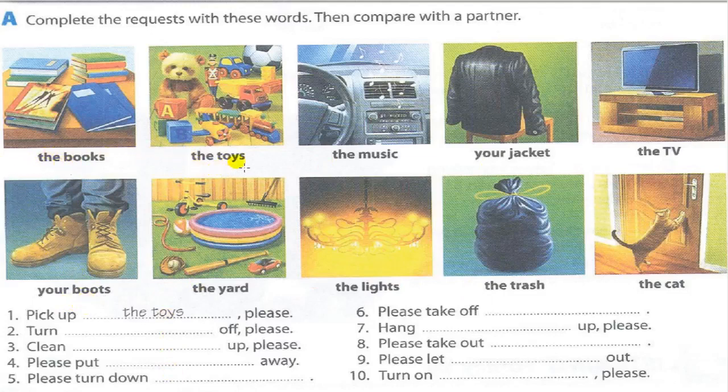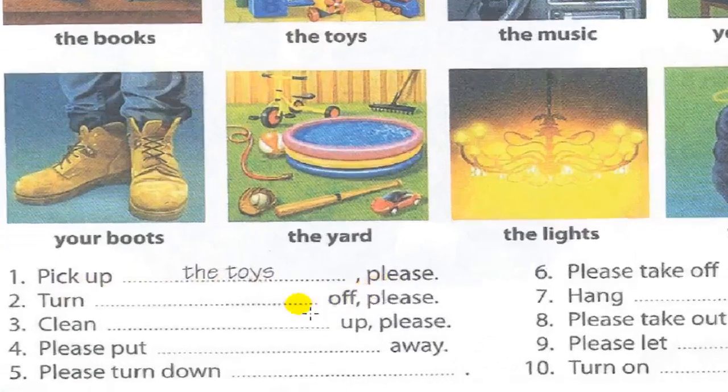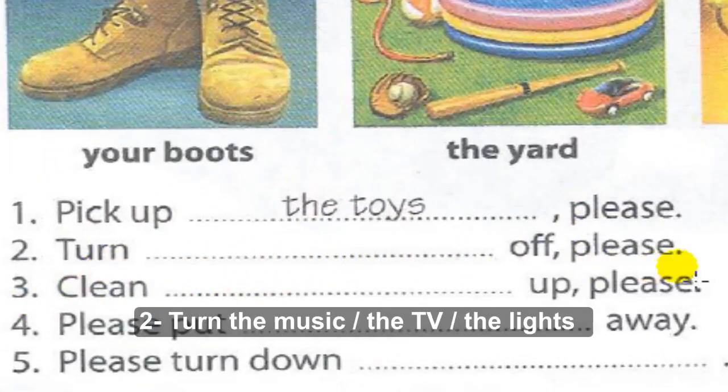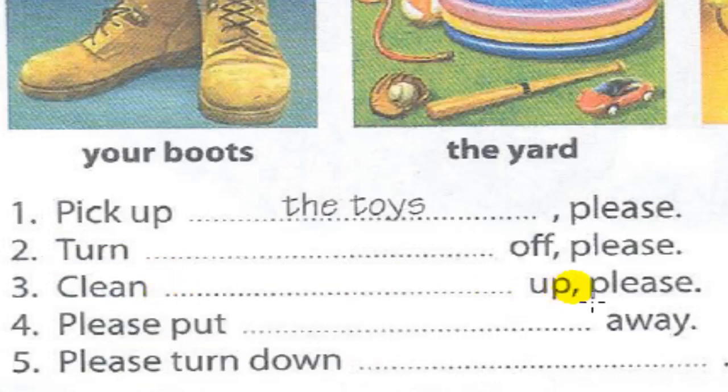We have the box, the toys, the music, your jacket, the television, your boots, the yard, the lights, the trash, the cat. One, pick up the toys, please. Two, turn off, please. I use turn off with a lot of things. So I can say, turn the music off. Turn the television off. Turn the lights off. Three, clean the yard up, please. Clean the yard up, please.